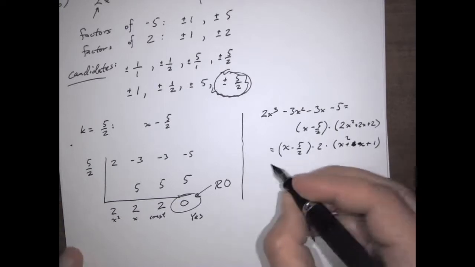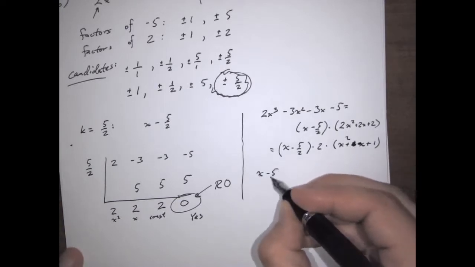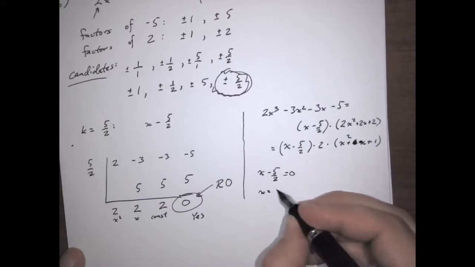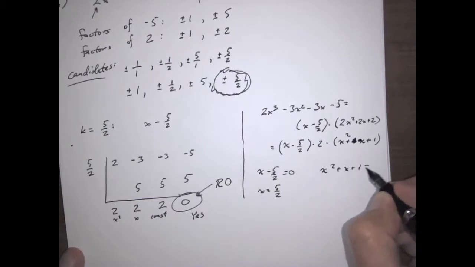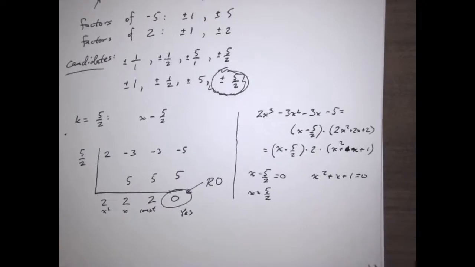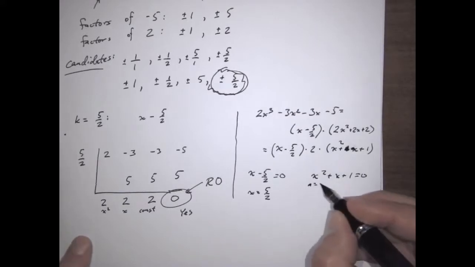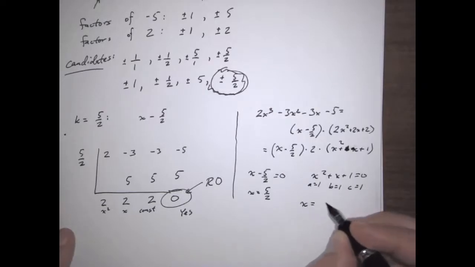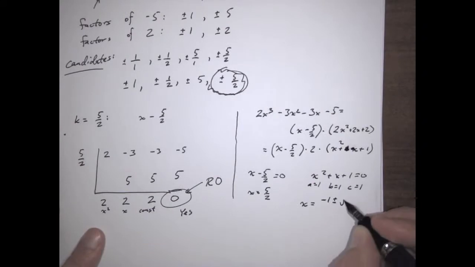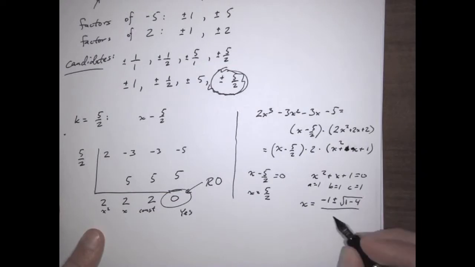Alright, there we go. So now x minus 5 halves equals 0. That means that x equals 5 halves. X squared plus x plus 1 equals 0. If that's what we're dealing with, then I need to factor it if I can. Here I can't. So therefore, the quadratic formula. A equals 1, b equals 1, c equals 1. And that's going to mean x equals negative 1 plus minus the square root of 1 minus 4ac, all divided by 2a, which is going to be negative 1 plus minus the square root of negative 3.